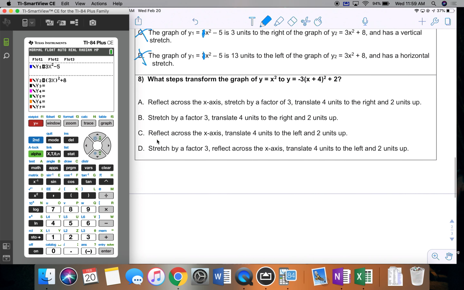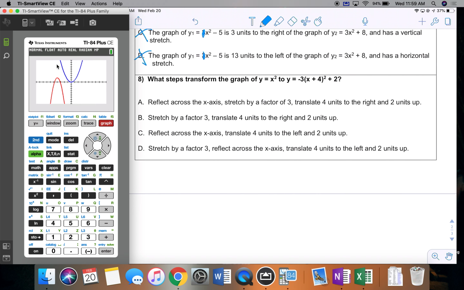All right, and then for problem 8, we have what steps transform the graph of x squared to that one. So if you're not sure, always plug into the calculator to see what's happening, or even if you have finished it and you just want to check your work, you need to make sure you always check in the calculator.